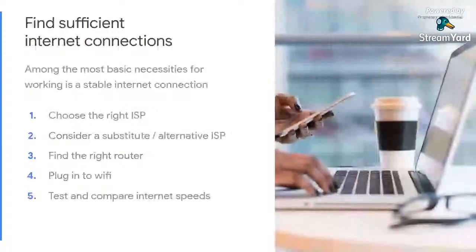Now, finding sufficient internet connection. How do I do that? You need to make sure that you choose the right internet service provider, right? You also need to consider a substitute or an alternative ISP. It can be that you are using a Vodacom ISP, and then you may like to opt for Telkom. I'm just making an example, right? Also, for you to find a sufficient internet connection, you need to make sure that you find the right router. You plug into the Wi-Fi, you test, and then you compare the internet speeds, right?